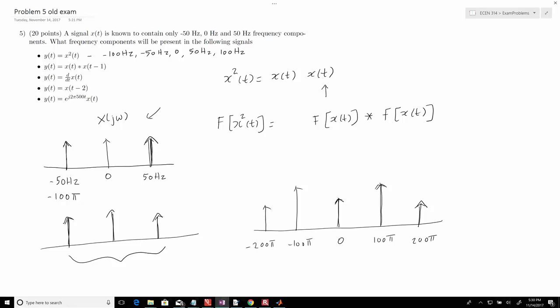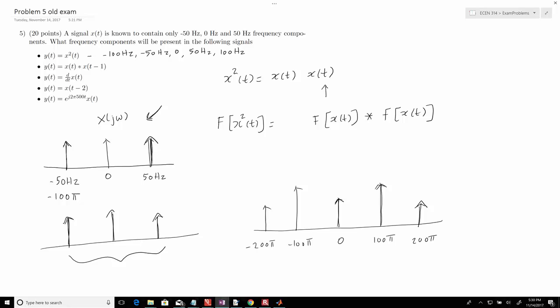Okay, now let's think about part B. In part B, y of t is x of t convolved with x of t minus 1. The Fourier transform of x of t is given here. What is the Fourier transform of x of t minus 1? It's just e raised to negative j omega times x of j omega, right? So all I'm going to do is take my x of j omega and multiply it by some function, e to the negative j omega.